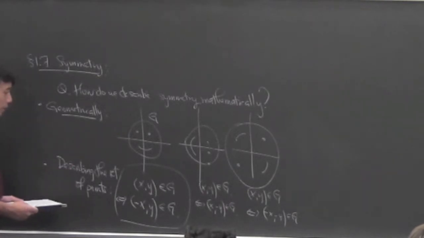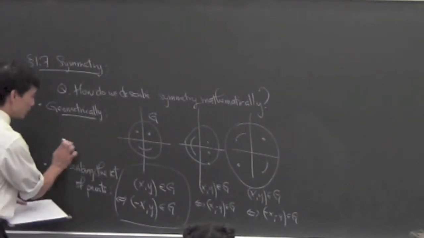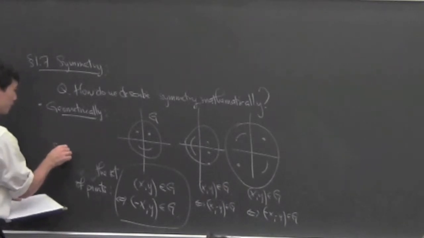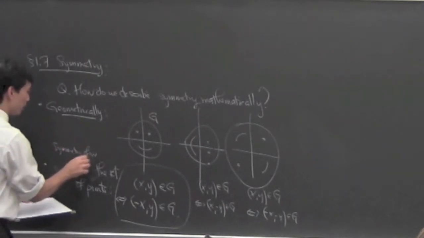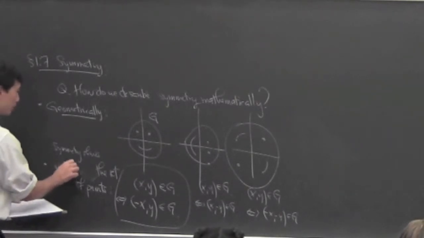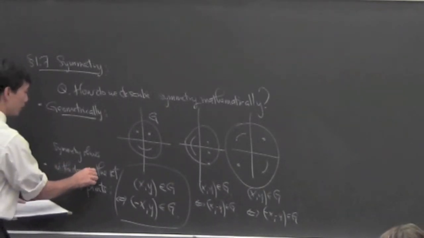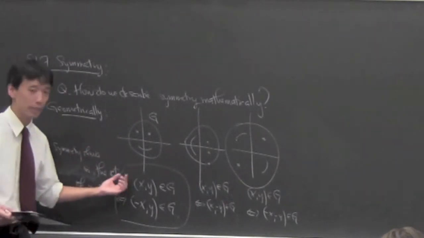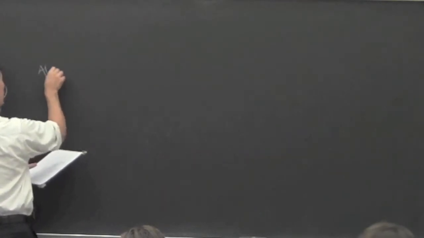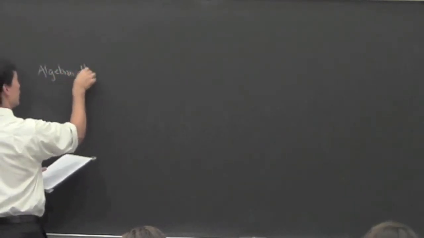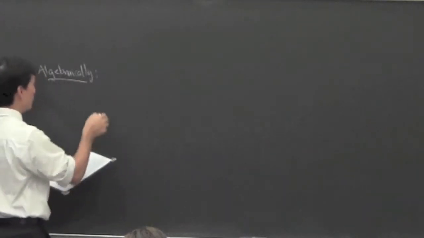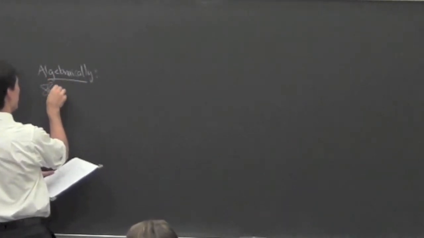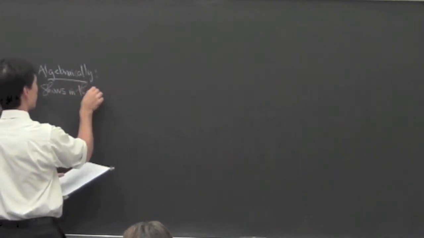So that's another way of describing the symmetry. You notice in the set of points, symmetry shows in the description, this relation between the points. Another thing, probably you've seen this before, is that algebraically, if you have some equation, symmetry shows in the equation.